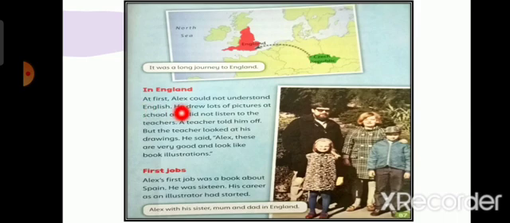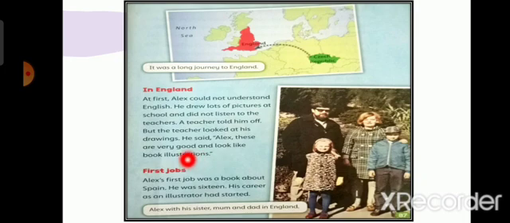At first, Alex could not understand English. He drew lots of pictures at school and he didn't listen to the teachers. A teacher told him off, but the teacher looked at his drawings. He said, "Alex, these are very good and look like book illustrations."